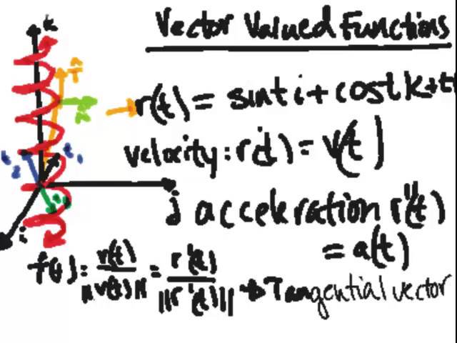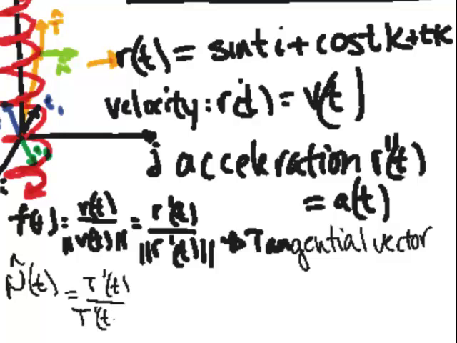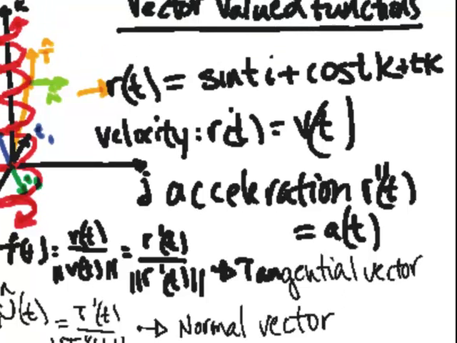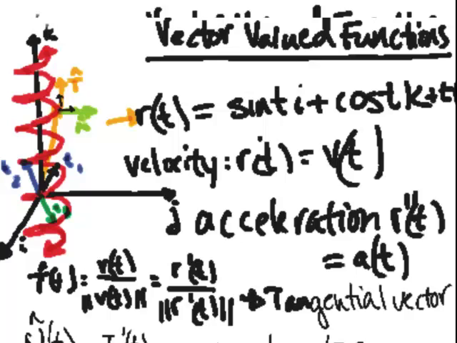And then we move down a little bit. N hat is going to be the derivative of the t hat vector over the magnitude of that t hat, and that's the normal vector. You can also find accelerations in both of those directions. That would be the tangential acceleration in this direction, or acceleration in the normal direction as well at that given point.